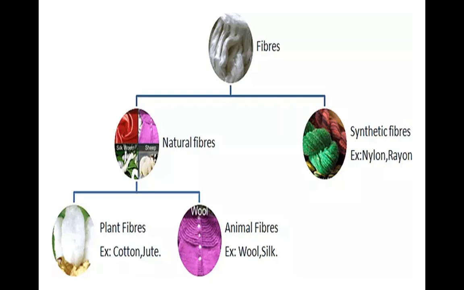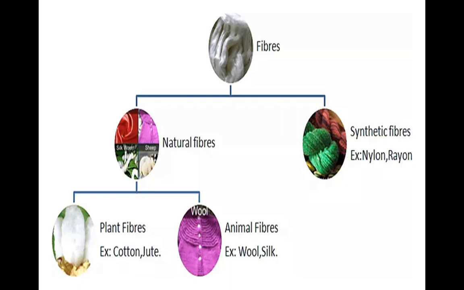So one chain is there. Fiber is the first part. From the fiber we are making yarn. Then by arranging the yarn we are making fabric, and then we are using that fabric to make our clothes. Correct? So fiber, yarn, fabric and then clothes. This is the chain, so just remember that chain.